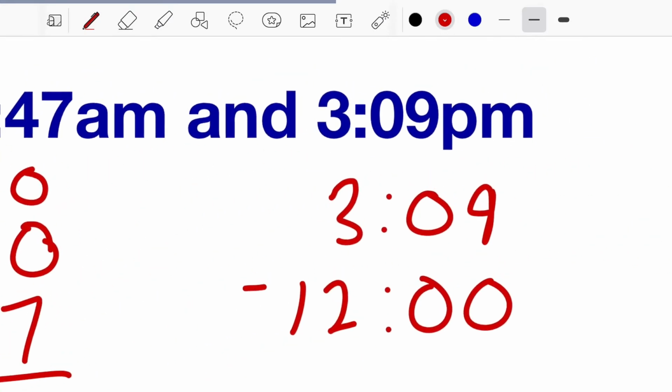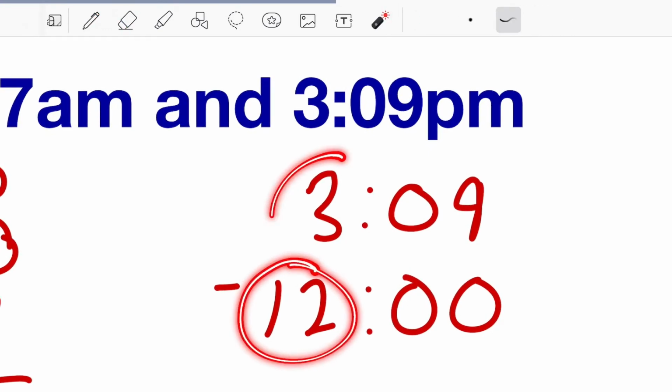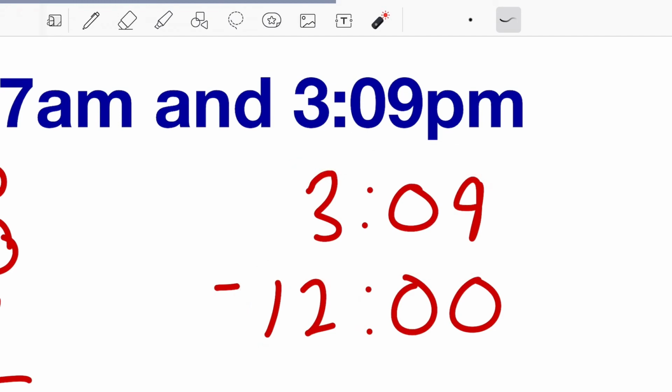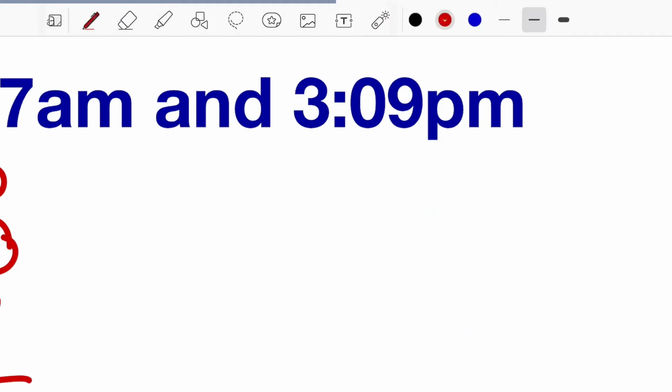And now, how do we go from 12 o'clock to 3:09? Well, we can't say 3 take away 12 because that simply won't work. So that's not how we work it out. So from 12 to 3, so 12 o'clock will be the beginning of the first hour. So 12 to 1 will be 1 hour, and 1 to 2 will be another hour. 2 to 3 will be another hour.